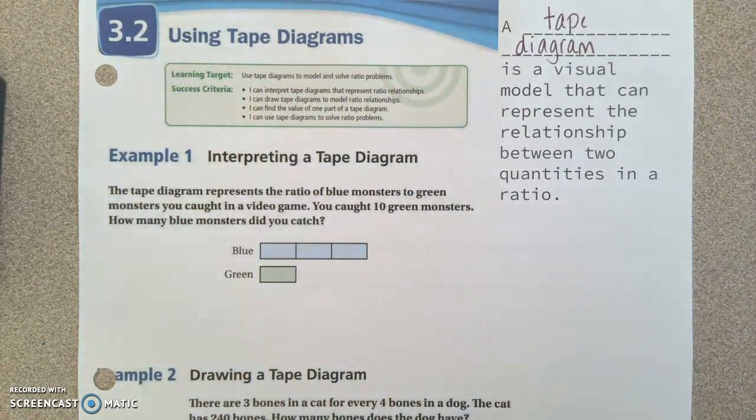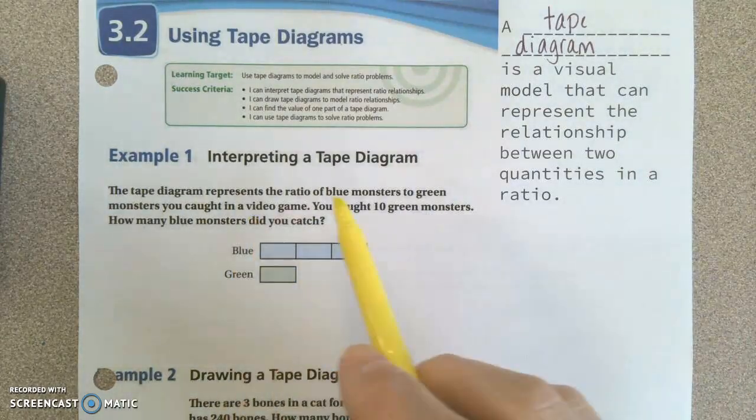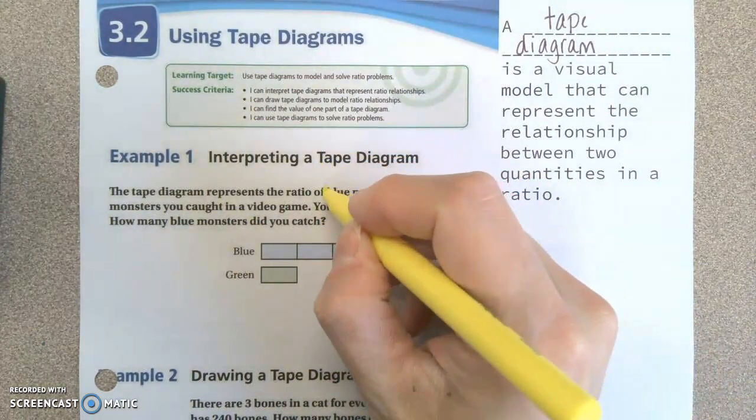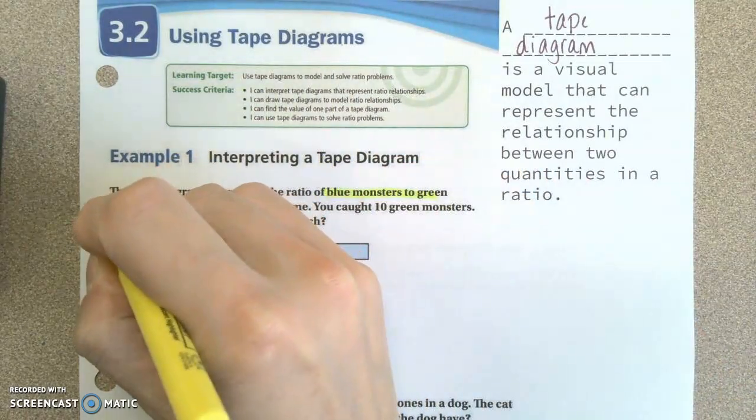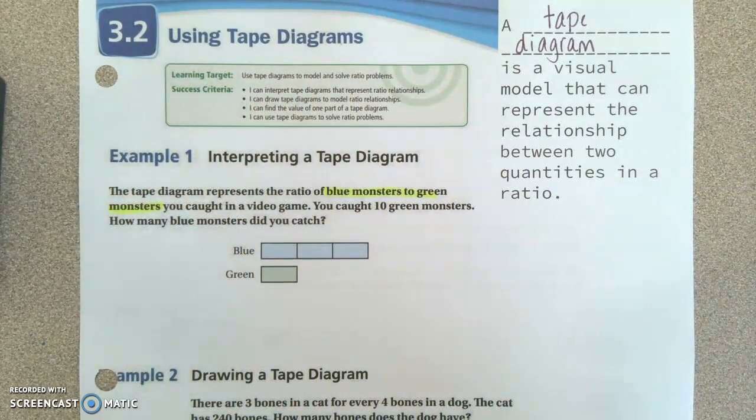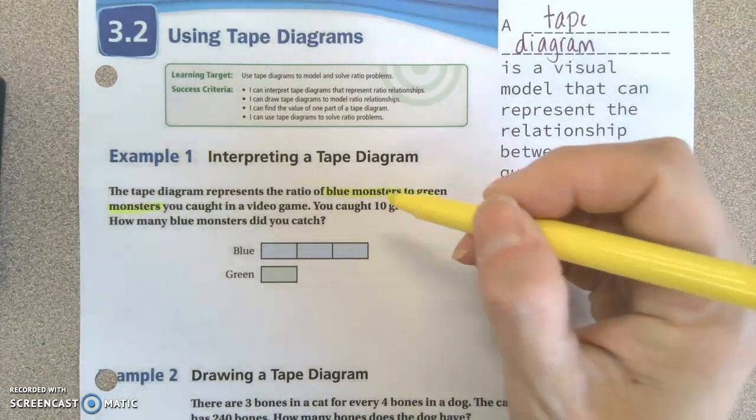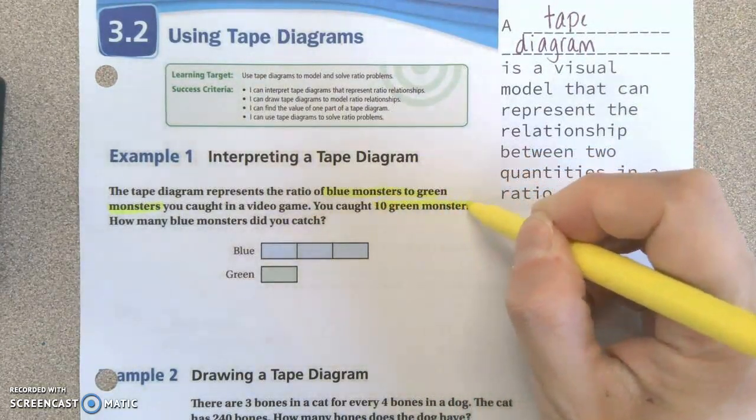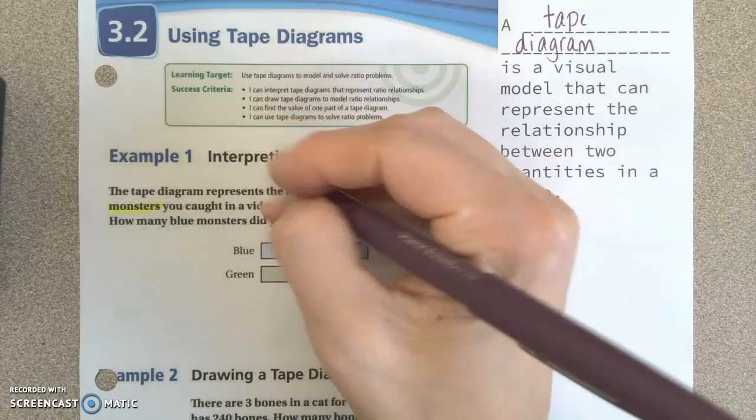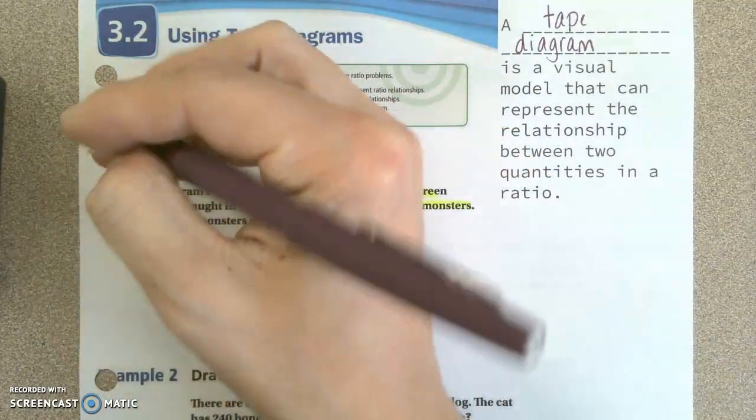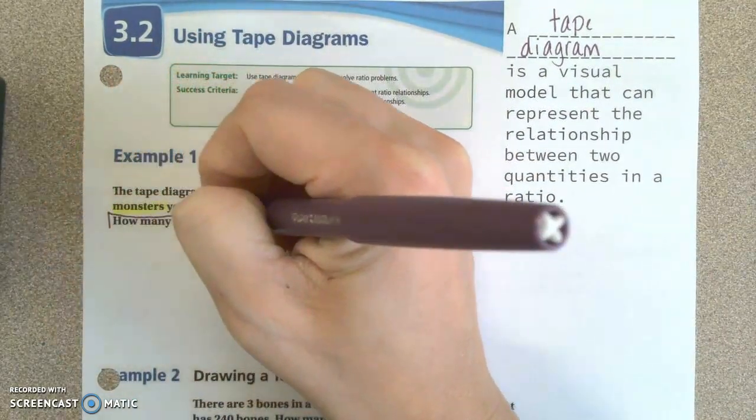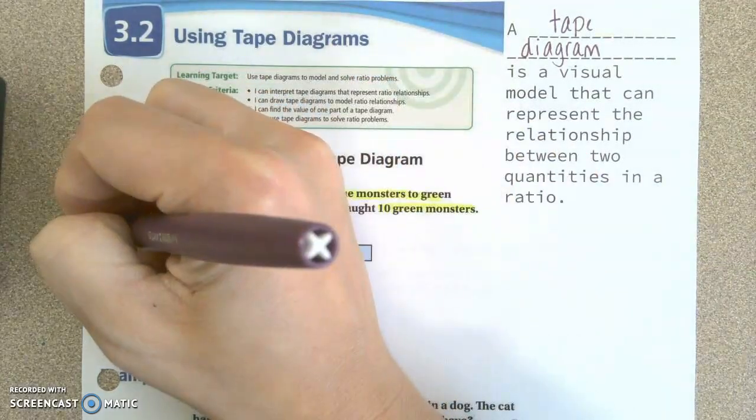First, let's start by marking our text in our word problem. So what we're comparing is blue monsters to green monsters. That's important because that tells us what this represents. We caught 10 green monsters. The question that we need to solve in the end, I'm going to put a box around that. How many blue monsters did you catch?